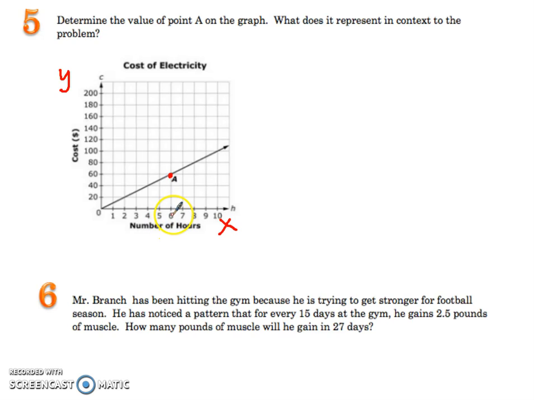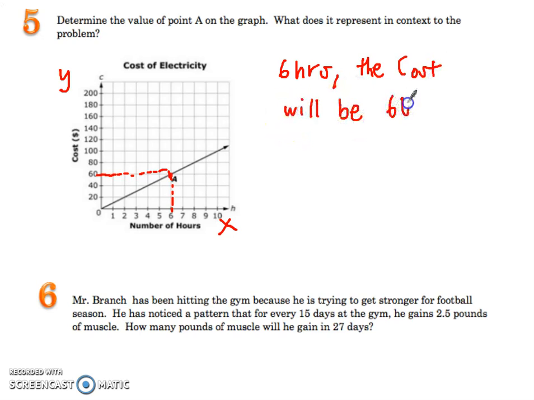So what does it mean? It means that, just to make sure this is clear to us, in 6 hours, the cost for electricity will be $60.